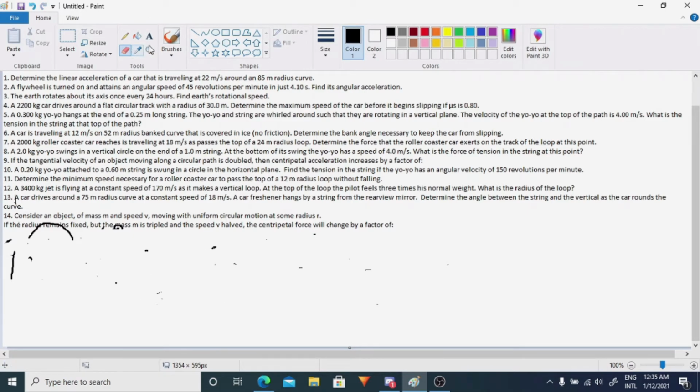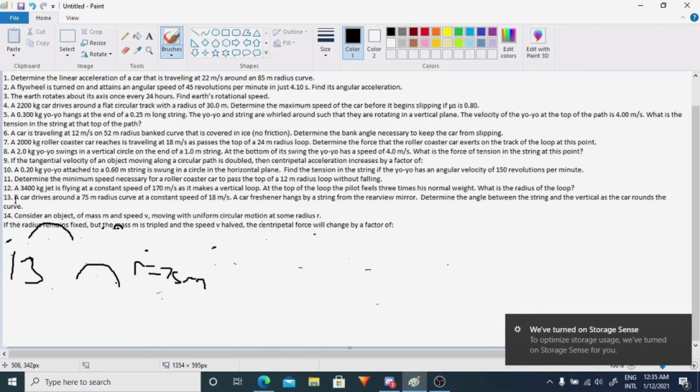Anyways, okay. Question 13. A car drives around a 75-meter radius curve at a constant speed of 18 meters per second. A car freshener hangs by a string from the rear-view mirror. Determine the angle between the string and the vertical as the car rounds the curve. So the car is driving around this 75-meter radius curve, and it's going 18 meters per second.